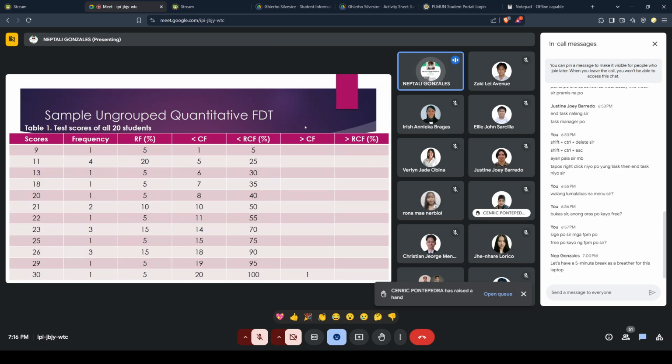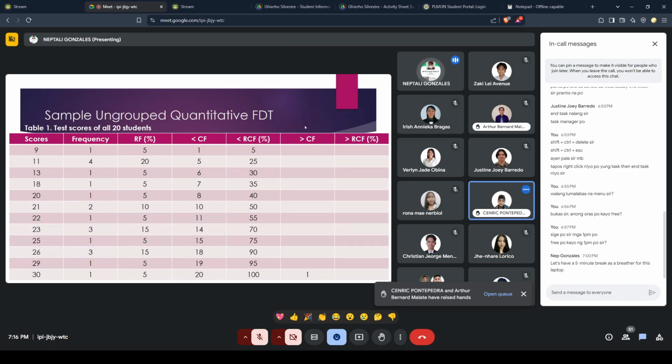Greater than cumulative frequency. So add the next frequency. Add the next frequency. Others? Wala? Oh, sige, Cedric, damihan mo ngayon. Plus 20 ka na ngayon.